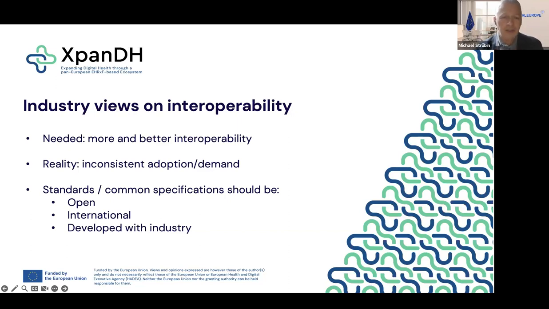But we want to, the industry wants to contribute to an interoperable ecosystem, provided that we have standards and common specifications that are open, so they can't be proprietary. They need to be international. European is all set fine and good, but our industry very often works in international contexts, and we would like to sell products and services, not just in Europe, but internationally. And finally, of course, these specifications, these standards need to be developed with industry.